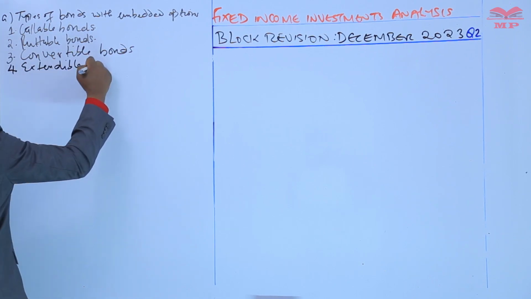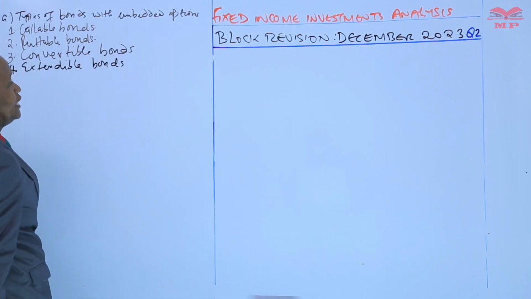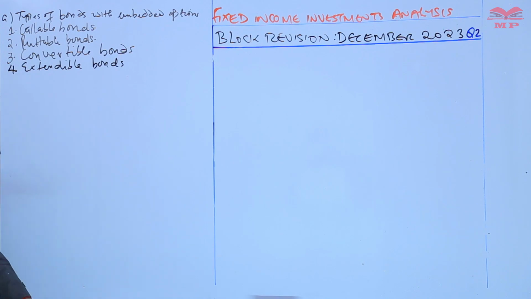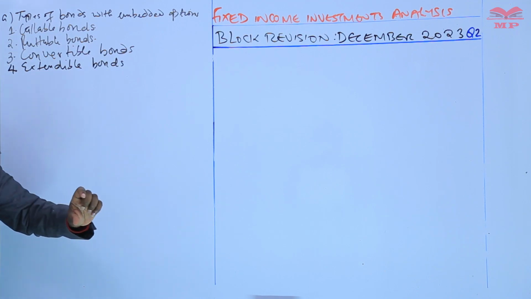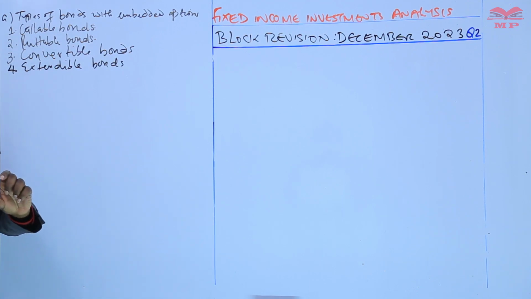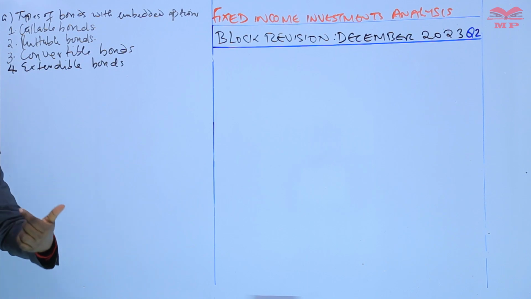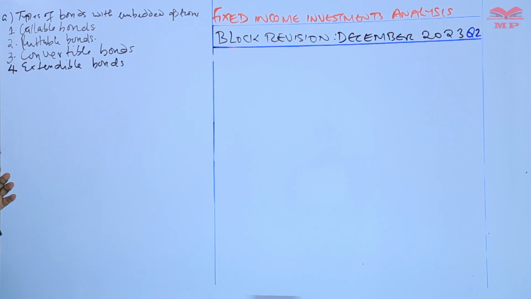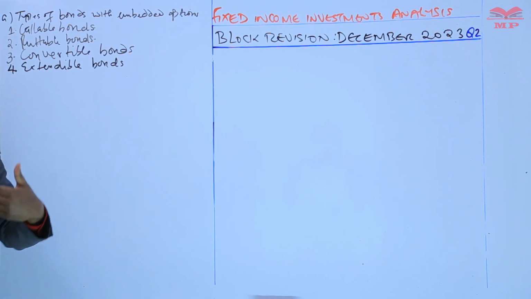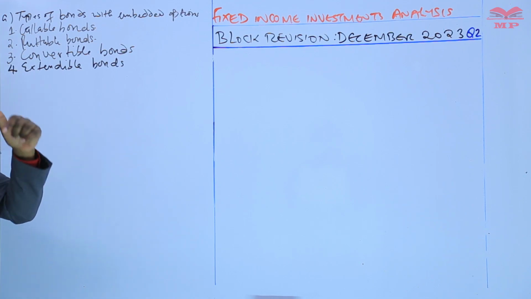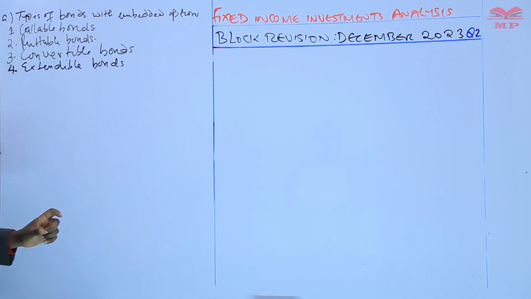Extendable bonds. Number 4. These bonds grant the investor the right to extend the maturity of the bond for a predetermined period at their own discretion. That can be beneficial if interest rates are expected to decline in the future, allowing investors to lock in the current higher interest rates for a longer period of time.